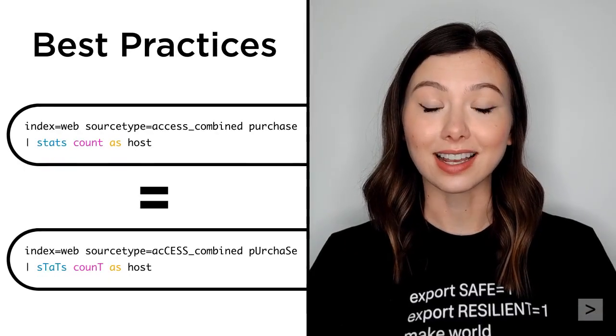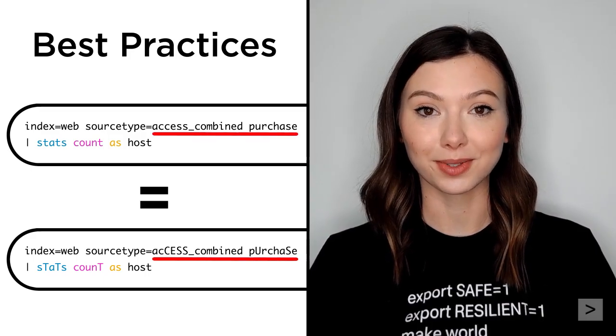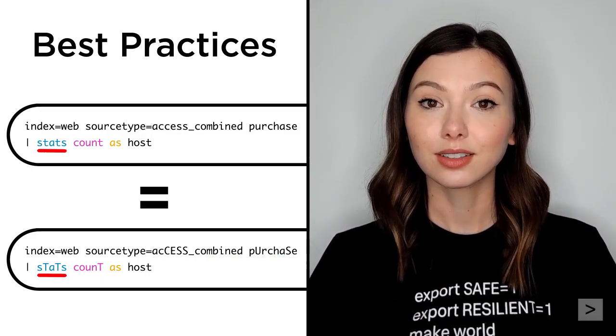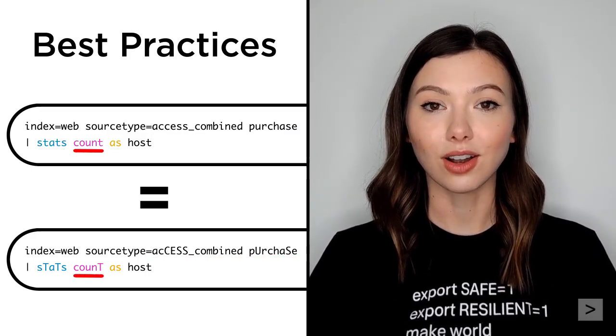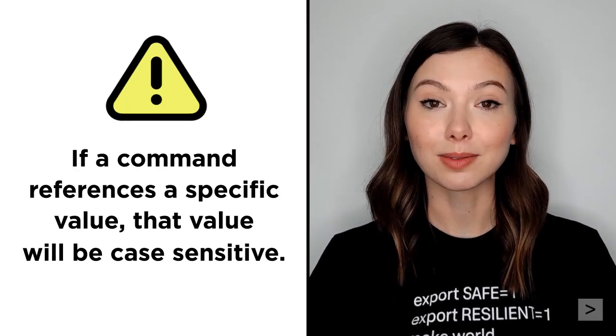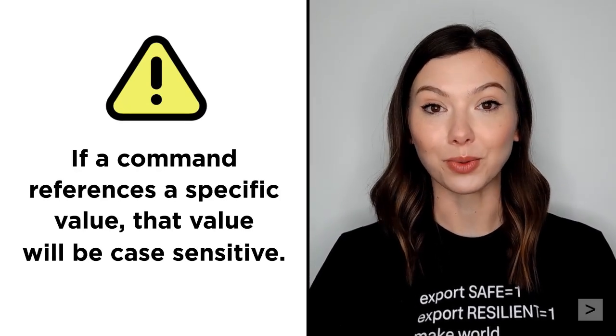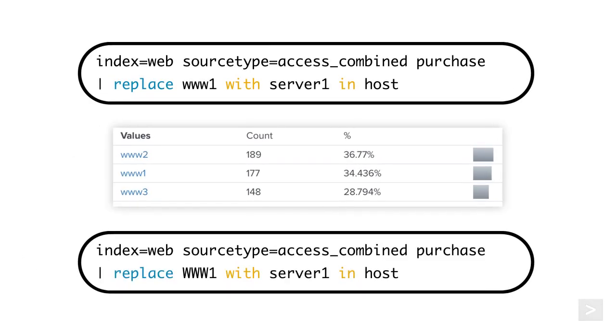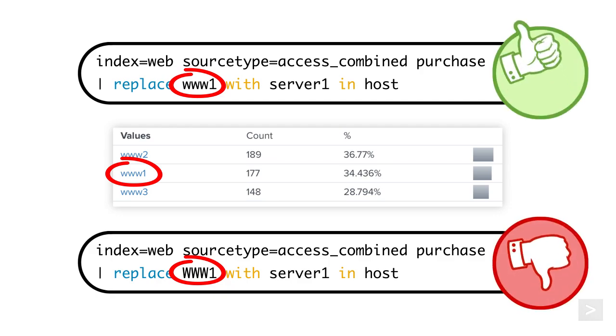We previously discussed case sensitivity for search terms. Command names, clauses, and functions are also not case sensitive. If a command references a specific value, that value will be case sensitive. As an example, if we want to replace one of our host values using the replace command, it's required that the host value be an exact match, including case.